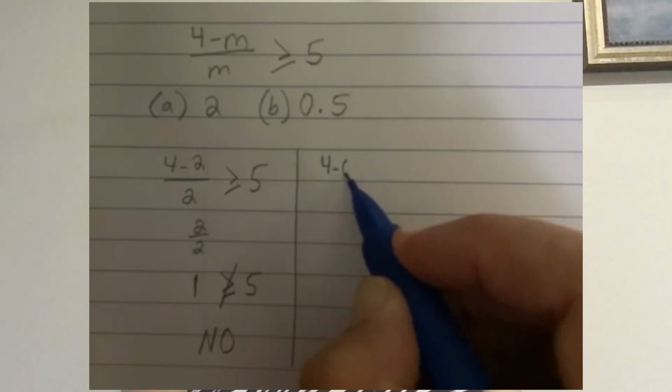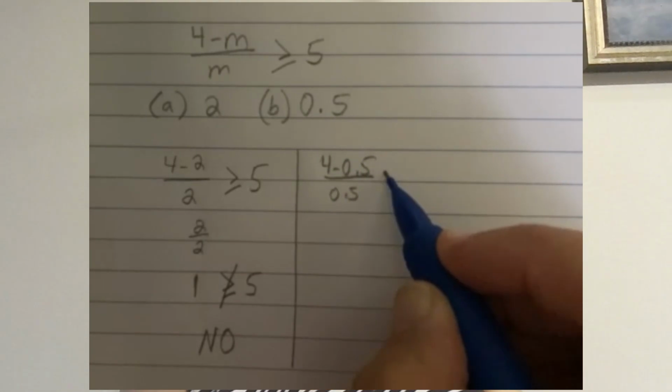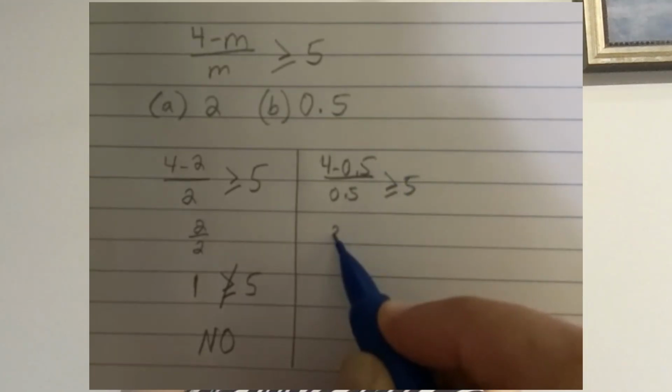Moving on to 0.5. We're going to have (4 minus 0.5) divided by 0.5. Solving our left-hand side, we'll get 3.5 over 0.5. Doing our division, we'll get 7. 7 is indeed greater than 5, so 0.5 is a solution of the inequality.